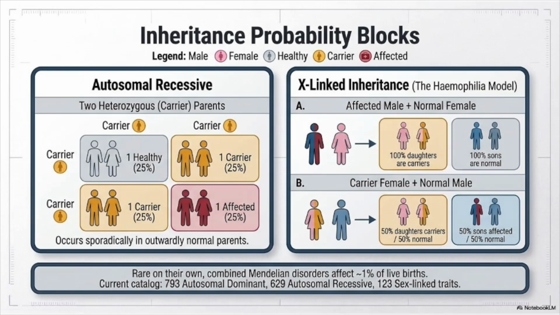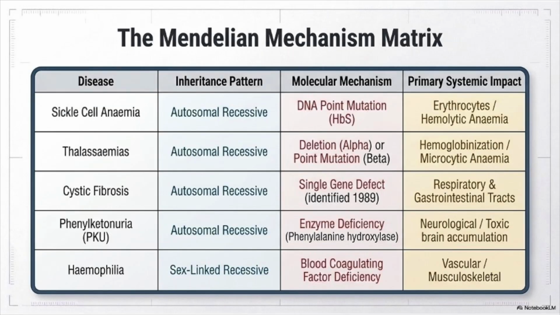629 autosomal recessive, and 123 sex linked traits. Looking at the Mendelian mechanism matrix, sickle cell anemia is autosomal recessive caused by a DNA point mutation producing hemoglobin S, affecting red blood cells and causing hemolytic anemia. Thalassemias are also autosomal recessive, caused by either deletions in the alpha chain or point mutations in the beta chain, affecting hemoglobin production and causing microcytic anemia.